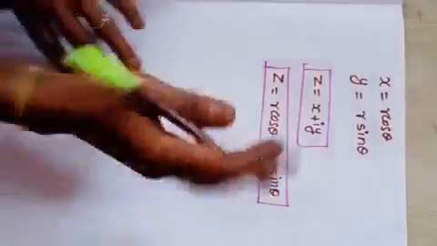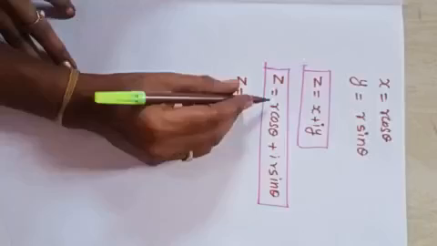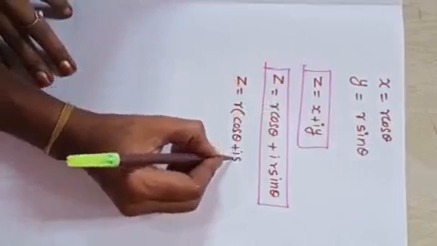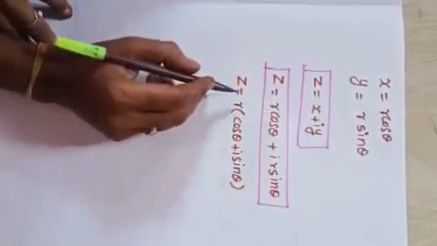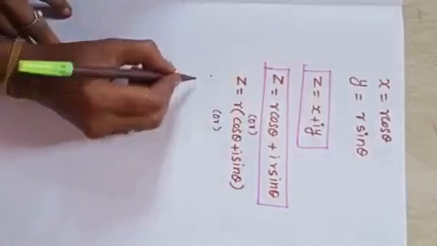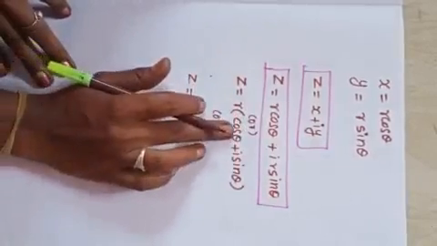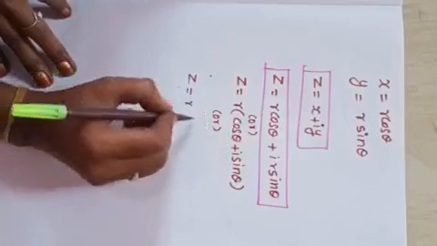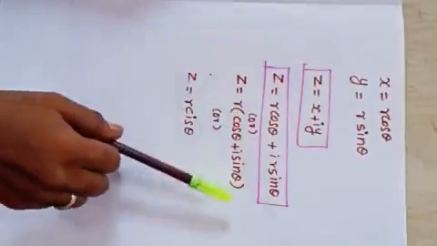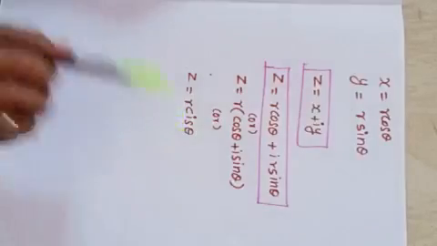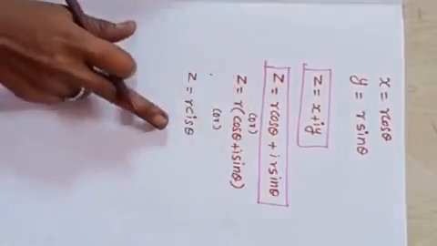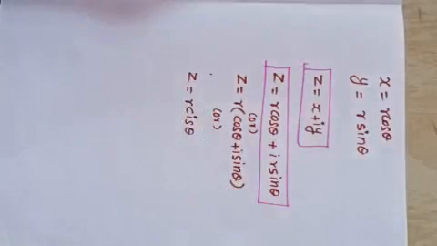Or this equation can be written as, take r commonly outside, we get r into cos theta plus i sin theta. So we can write z is equal to r into cos theta plus i sin theta, which can be written as cis theta. Cos theta plus i sin theta can be written as cis theta. C for cos theta, i is imaginary, and s for sin theta. Okay.